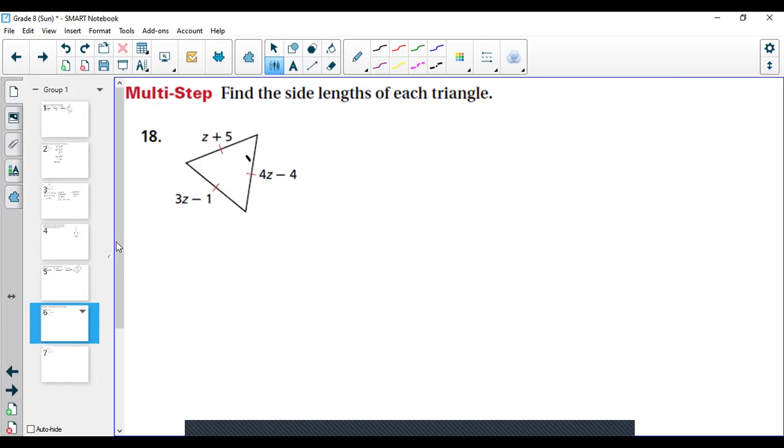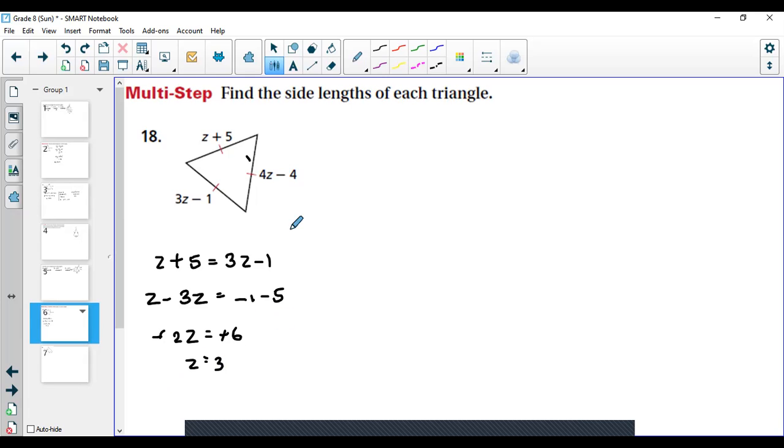So I will take z plus 5 equals 3z minus 1. If you want, you can write 3z minus 1 equals 4z minus 4, or you can even say z plus 5 equals 4z minus 4. Up to you, it doesn't matter because it is an equilateral triangle. So you can make any two sides equal. So the rule is that 6 minus 3z equals negative 1, negative 5. So that means it's negative 2z equals negative 6. So that makes z equal to 3. So the value of z is going to be 3.